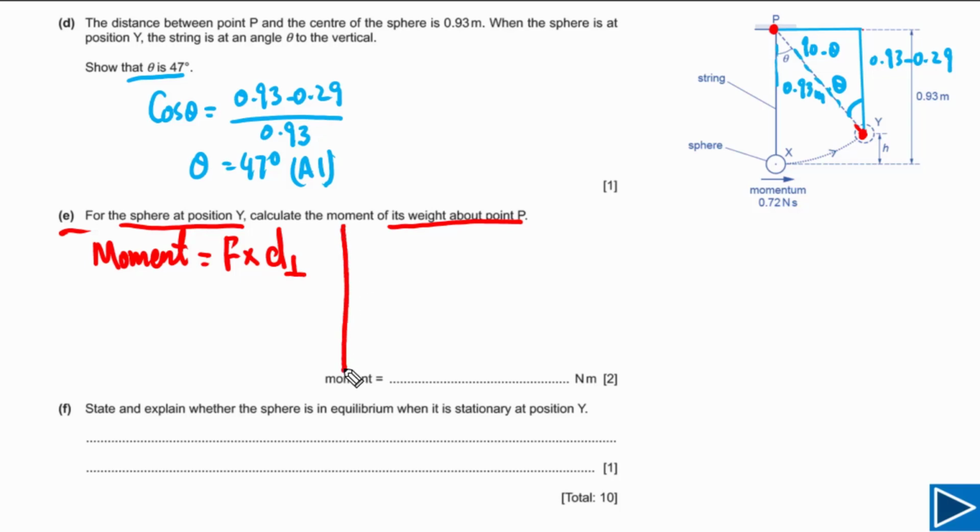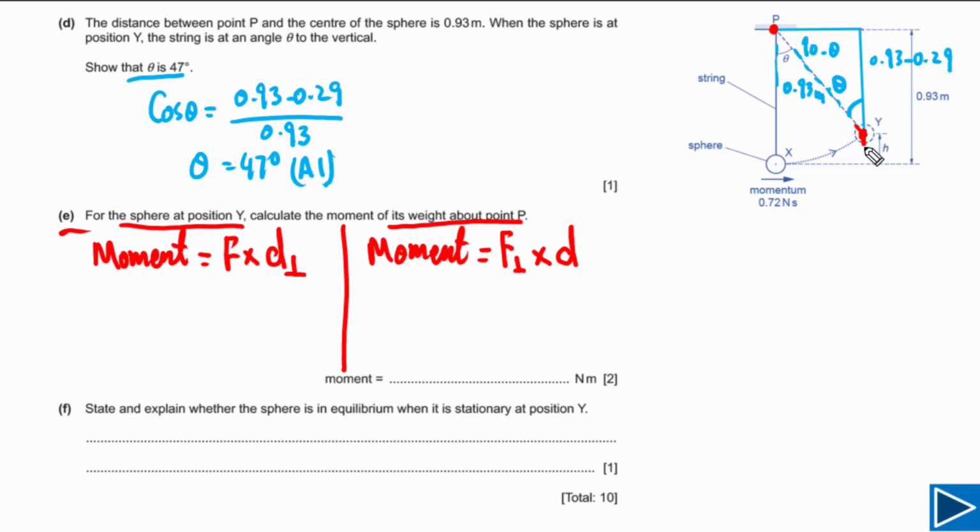So this can be one way to answer this problem. And the second way to answer this problem can be, we can resolve force into its components and multiply the perpendicular component of the force with the distance between pivot and point of action of the force. First of all, look at the first approach.